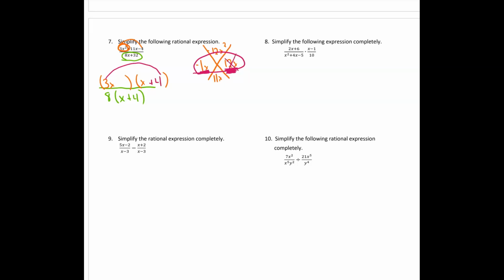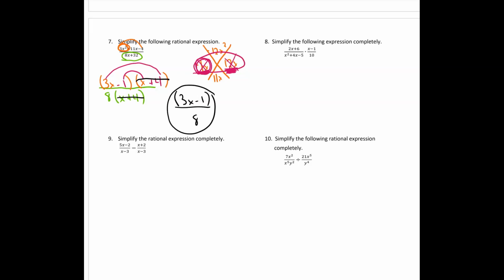So that takes care of this one. So that means I'll have to use x times a negative 1 to get this negative 1x, and then that takes care of that one. So now I just want to look for those common factors between the top, the numerator, and the bottom. And those common factors are an x plus 4 and an x plus 4. So when you're done, 3x minus 1 over 8. Okay. All right, number 8, I'm going to do the same thing.